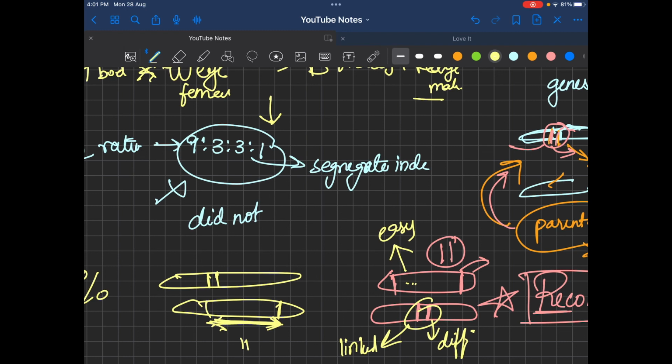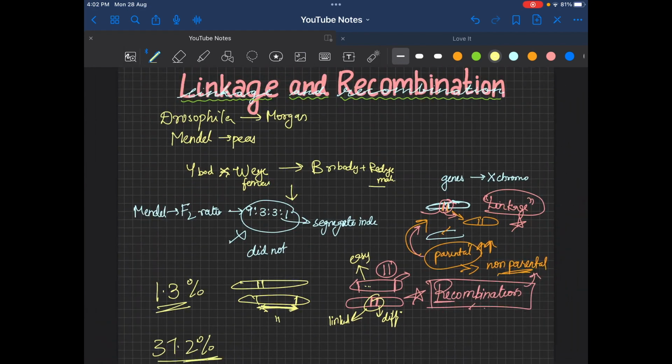Today, genetic maps are extensively used as a starting point in the sequencing of genomes, as was done in the Human Genome Sequence project. How the Human Genome Sequence was done, how this mapping was done and all, we'll be learning in the next chapter, molecular basis. So that is what basically linkage and recombination is. This was mainly given by Morgan.